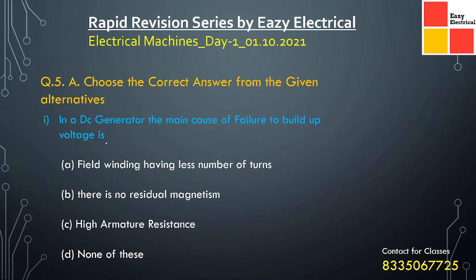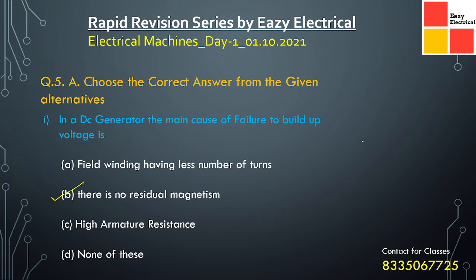In a DC generator, what is the main reason for the failure to build up voltage? First, the field winding having a less number of turns. Second, there is no residual magnetism. Third, high armature resistance, and none of these. The fundamental problem why a DC generator fails is that there is no residual magnetism.